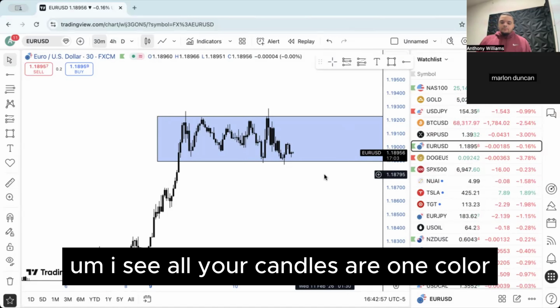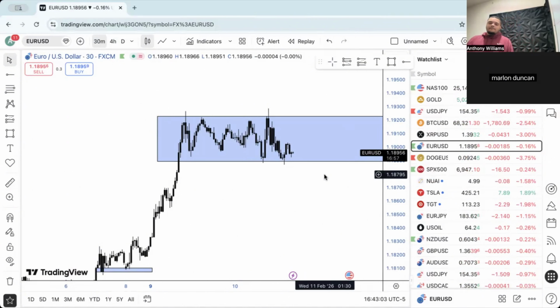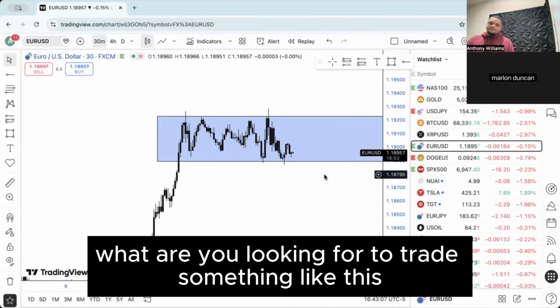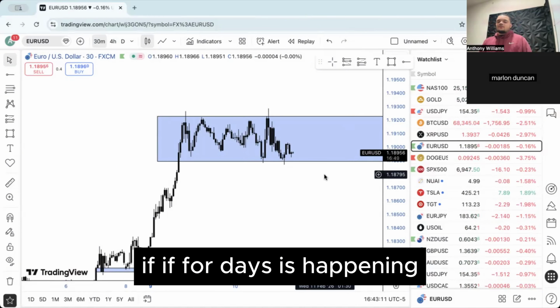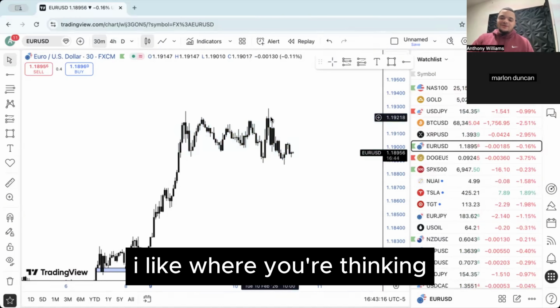I see all your candles are one color, so you're just doing market structure. In a ranging market, like this, where sometimes price is like this, what are you looking for to trade something like this, if for days it's happening? Good question. I knew where you were going. I like where you're thinking.